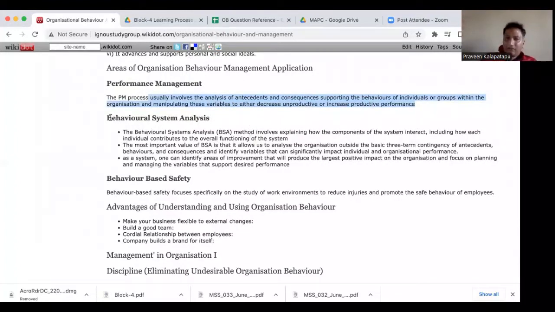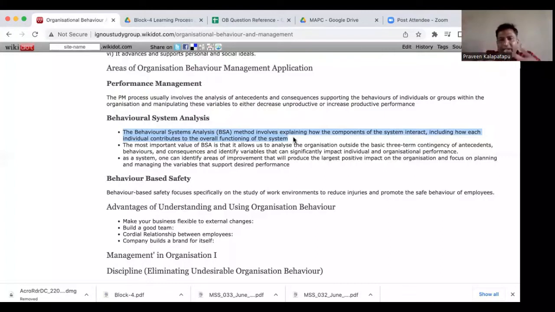The second is behavior system analysis. This is asked in the exam. The behavior system analysis method involves explaining how components, so basically what is system analysis, right? Now we are talking about going into the behavior of the people, understanding the behavior and trying to mend that particular behavior. This is trying to give a big picture where you understand that for such and such unit, I'm trying to change their behavior in this way, and for such and such unit, I'm going to try changing behavior in this way.